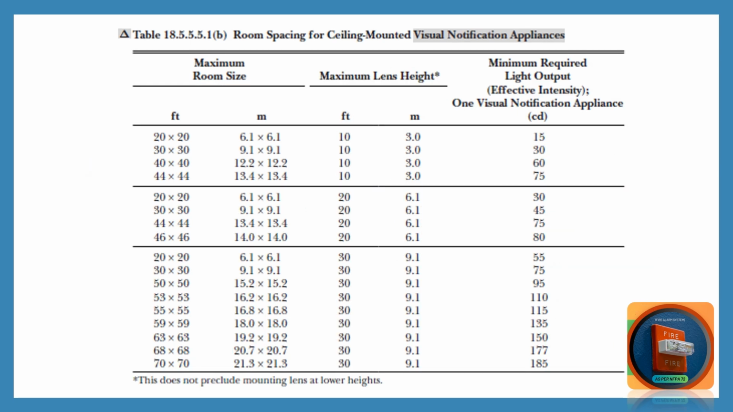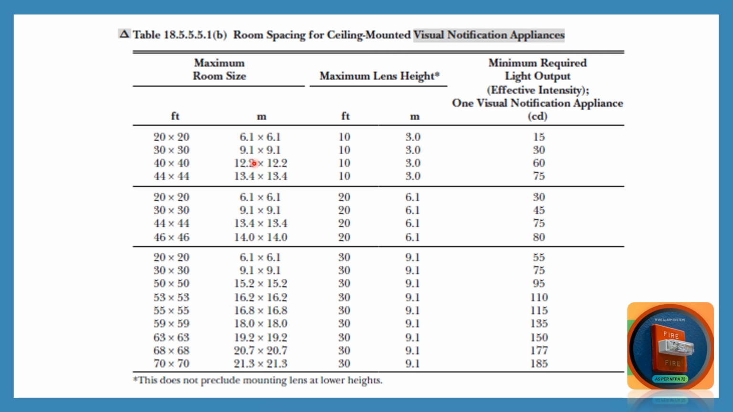So for ceiling mounted strobes we need to consider this particular table. Here, based on the room size and the installation height of the ceiling strobe, we need to consider the candela rating. It is self-explanatory. If you have any doubts you can put your comments in the comment section. I will explain in more detail. However, let us look at one example.